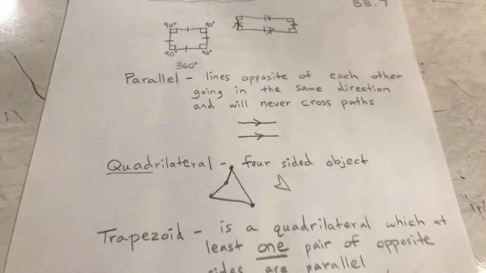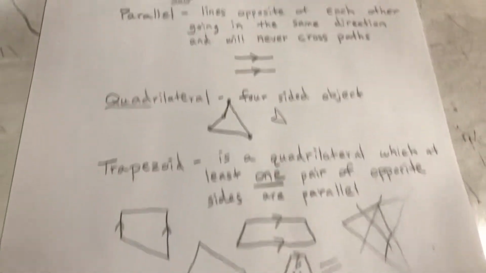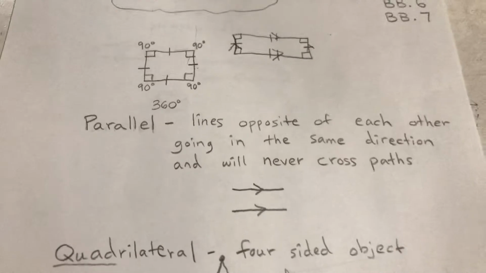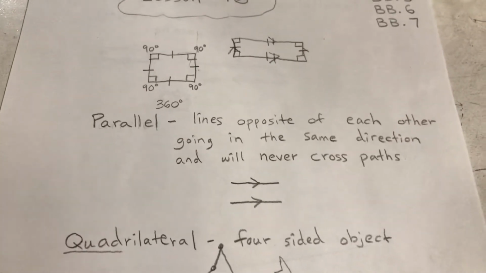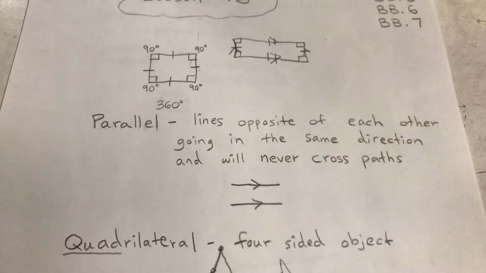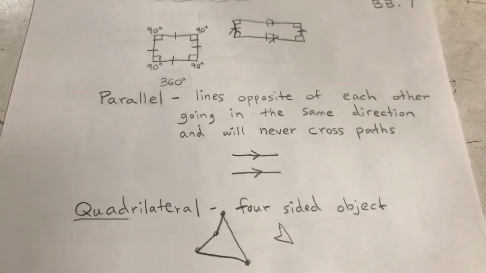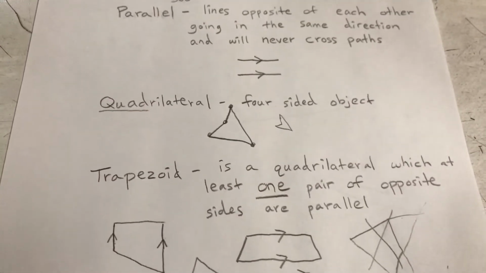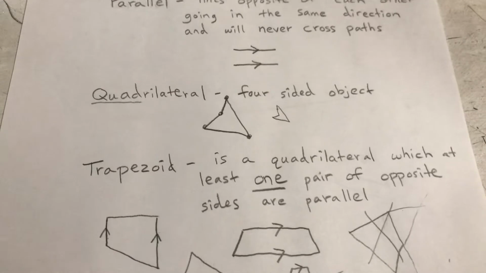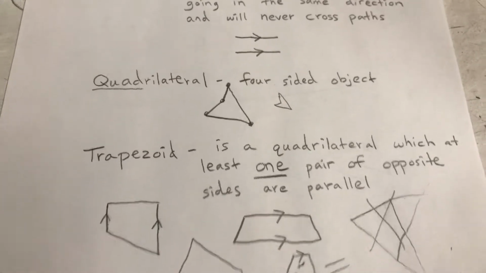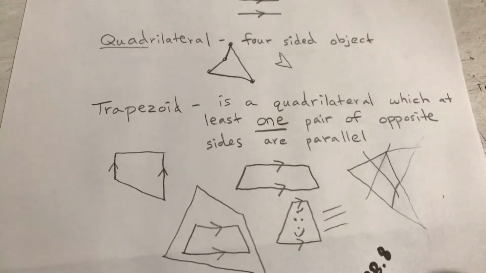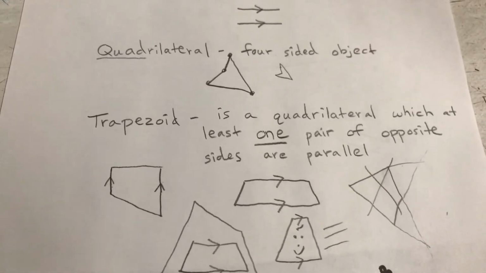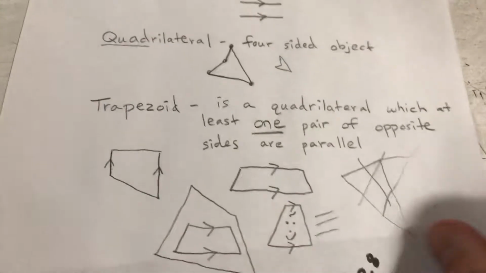Now, just to review what we did with lesson 16, I have the notes that I took. We looked over various vocabulary that you need to know going forward, and just understanding what parallel means, and that's lines opposite of each other going in the same direction and will never cross paths. We have quadrilaterals, which are simply just four-sided objects, four-sided figures. And we have a trapezoid, and that's a quadrilateral which at least one pair of opposite sides are parallel.